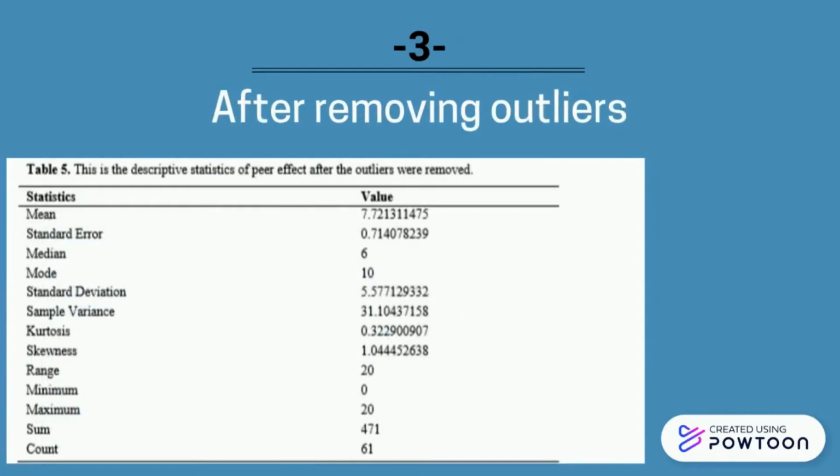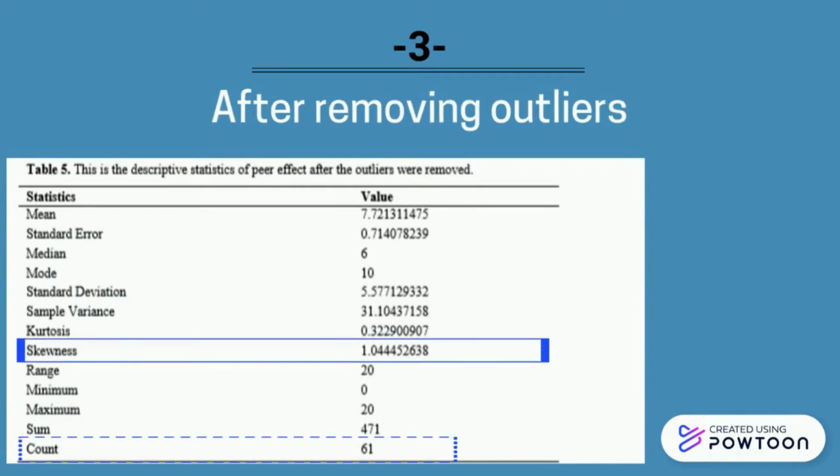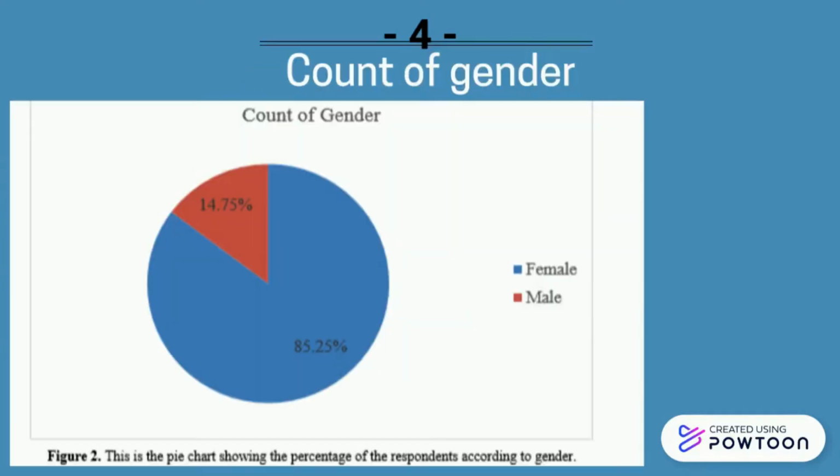After removing the outliers, we are now left with only 61 respondents. And the data clearly shows that the skewness is now 1.04, which is acceptable, and the kurtosis is 0.320, which is also acceptable as well.